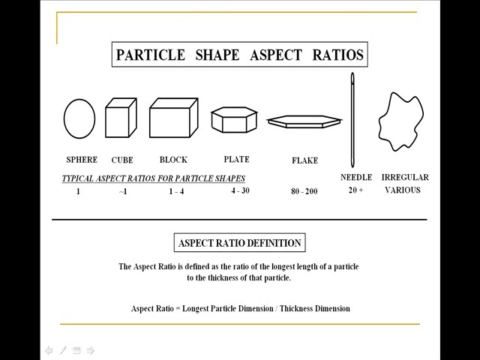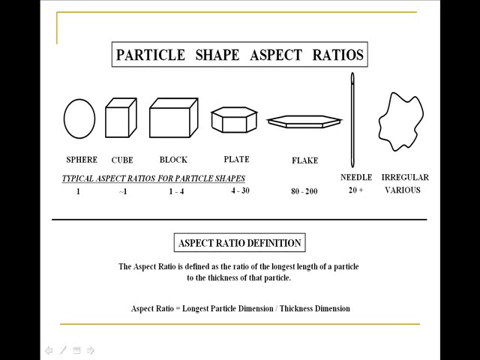Different amounts of area. That can affect the way that the pigment particles stick together. The definition of an aspect ratio is the ratio of the longest length of a particle to the thickness of that particle. So you can see that there's quite a range when we talk about pigment particles.